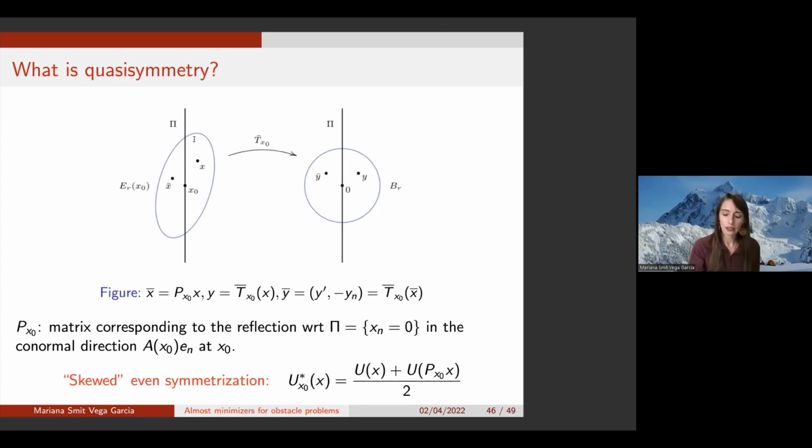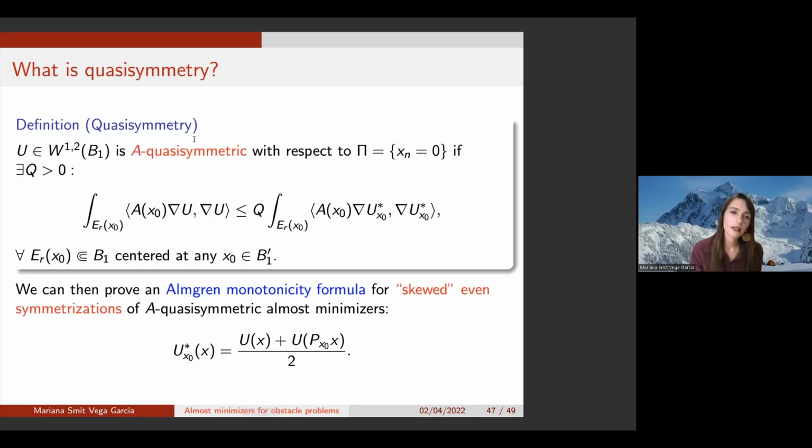So let's recap. We had our ellipsoids, which we transformed into these balls after we straightened back the thin set. So there is a matrix that corresponds to this reflection across the thin space in a conormal direction that depends on what the matrix was at that point. And we define this skewed even symmetrization that is with respect to that. And this is the notion that we needed. So we defined this new function, this skewed even symmetrization, and we said a function happens to be quasi-symmetric if I can compare its energy with the energy of the skewed symmetrized function. And that has to be true for every ellipsoid centered at any point on the thin space.